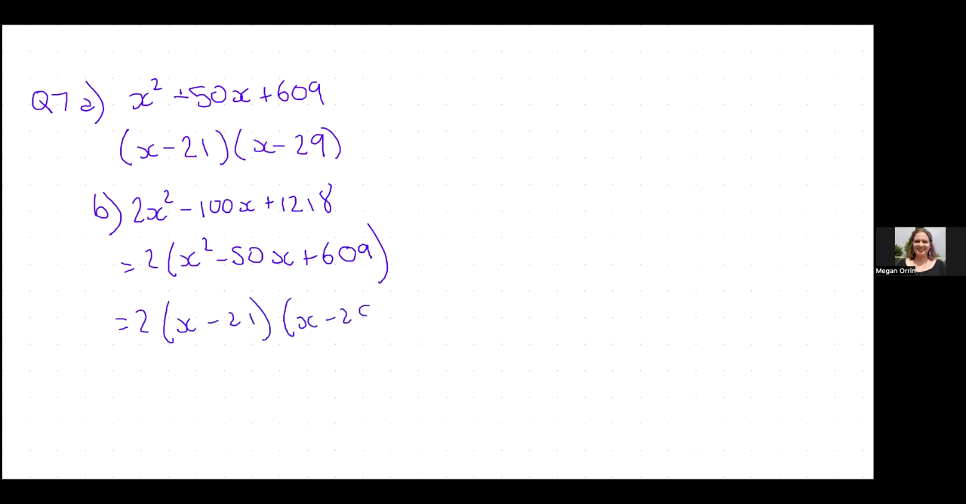And now, if I want to solve this equation, well, first of all, they told us it equals 0, didn't they? So let's write that. So remember, for any equation to equal 0, one of these two brackets must equal 0 because anything times 0 is 0. So for this to equal 0, x has to be 21 because 21 minus 21 is 0. Same for here. 29 minus 29 is 0. So my two possible x solutions are 21 and 29.